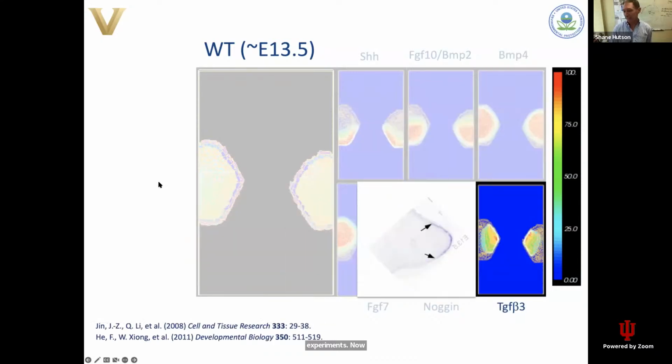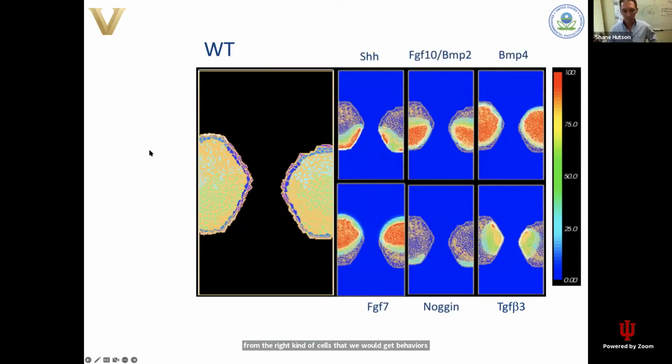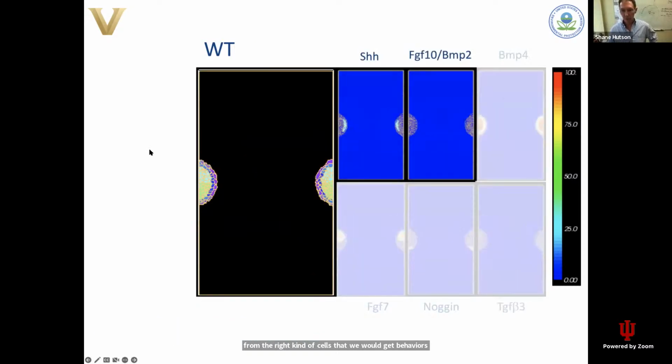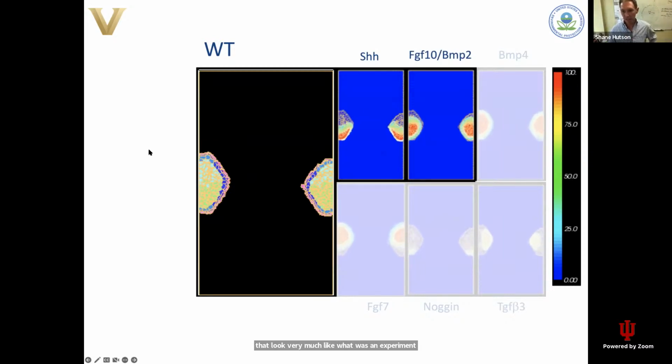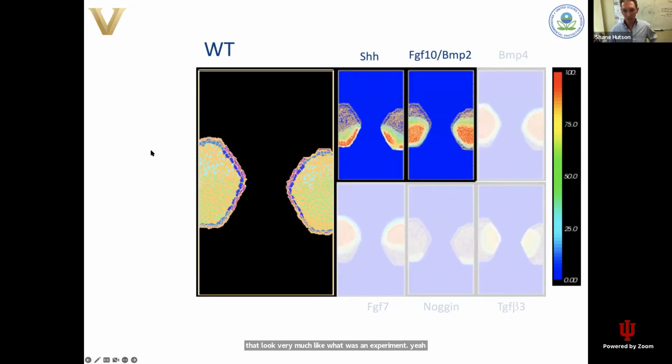Now, that's no accident, right? This was basically put in. We thought about the behaviors and the coding to make sure that things were secreted in the right places, from the right kind of cells, so that we would get behaviors that look very much like what was in experiments. Yeah, there's the Sonic FGF feedback playing on that one.